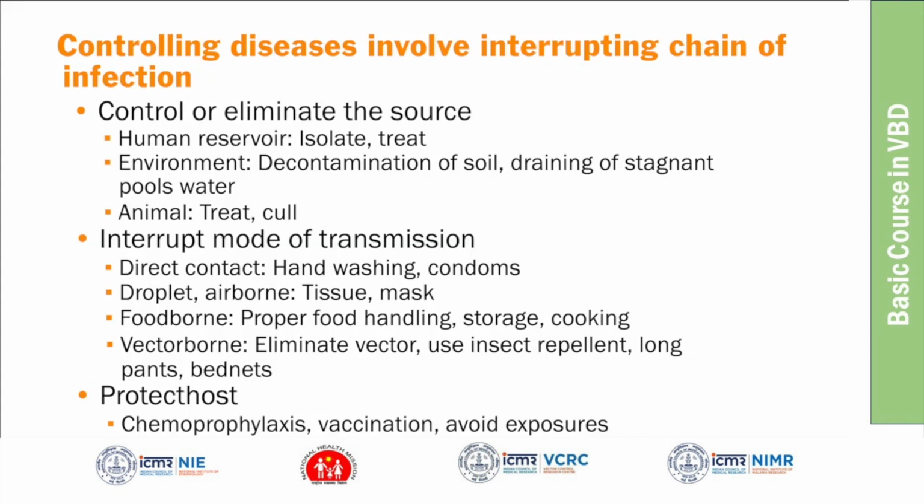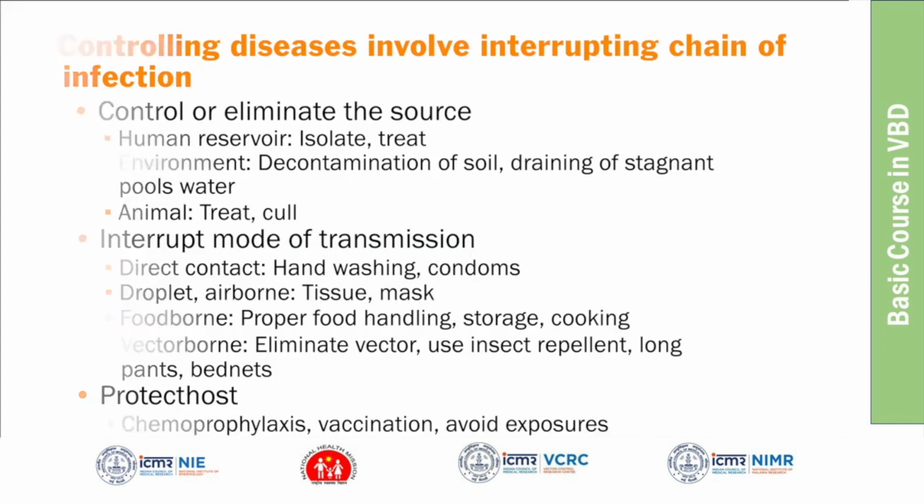Last but very important, we also need to cut the chain, or control the chain, or interrupt the chain by making sure the host is protected by giving drugs, which is called chemoprophylaxis, or by giving vaccines, which is vaccination or immunization, or the ultimate is to avoid exposure to that environment where such vectors could be running around.